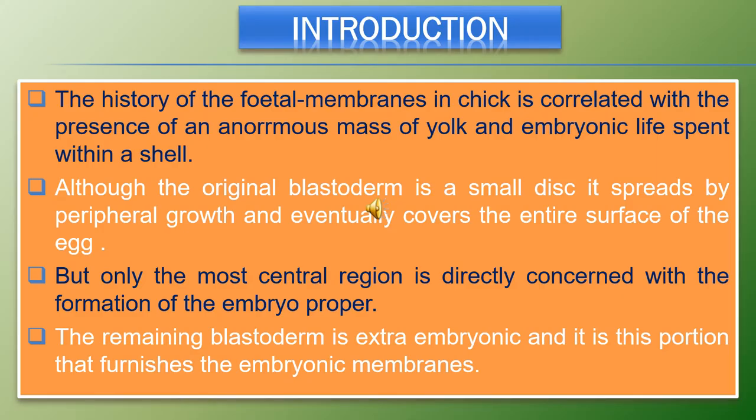The history of the fetal membranes in chicks is correlated with the presence of an enormous mass of yolk and the embryonic life span within a shell. Although the original blastoderm is a small disc, it spreads by peripheral growth and eventually covers the entire surface of the egg, but only the most central region is directly concerned with the formation of the embryo proper. The remaining blastoderm is extra-embryonic, and it is this portion that furnishes the embryonic membranes.